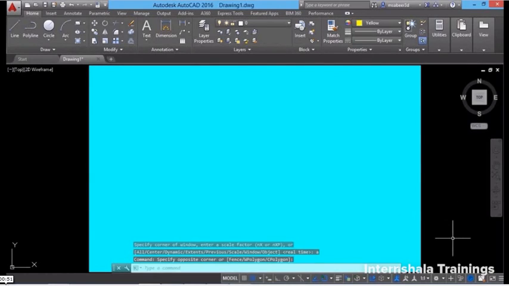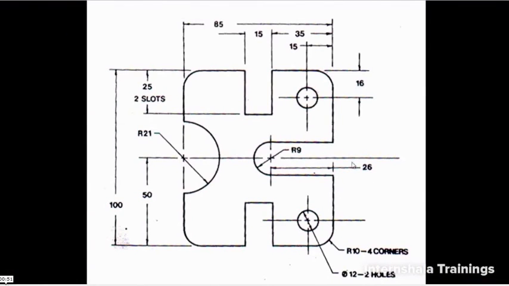Now let's see some live examples of 2-dimensional drafting so that you will get a better understanding of setting the limits. We will set a proper limit to draw this figure. When you go through the dimensions, you can see that there are no negative values in this figure. So you can keep the lower left corner at the origin, at 0, 0. And how will you define the upper right corner?